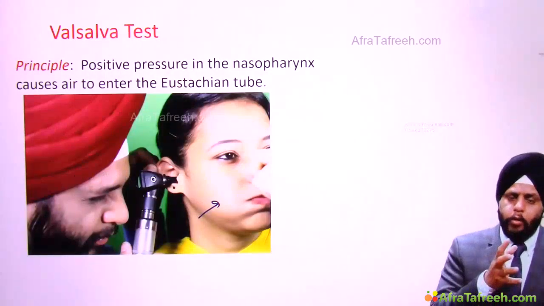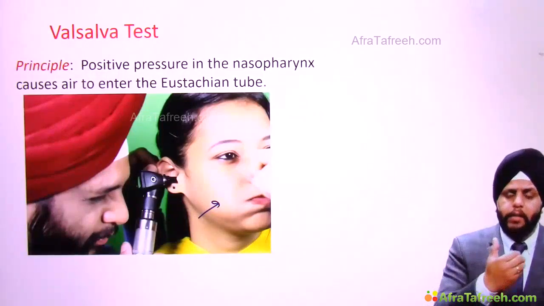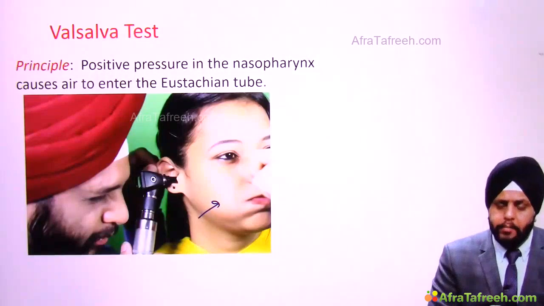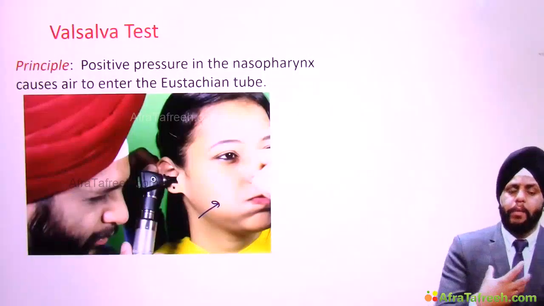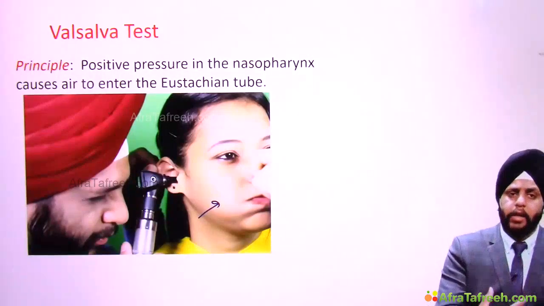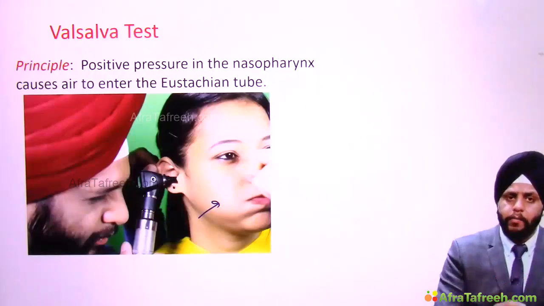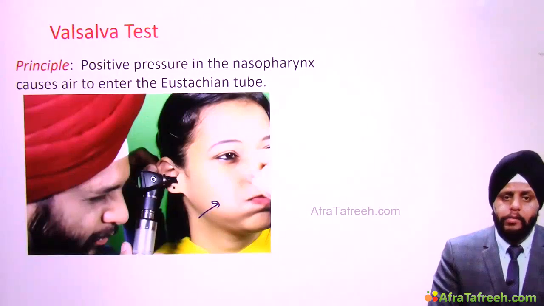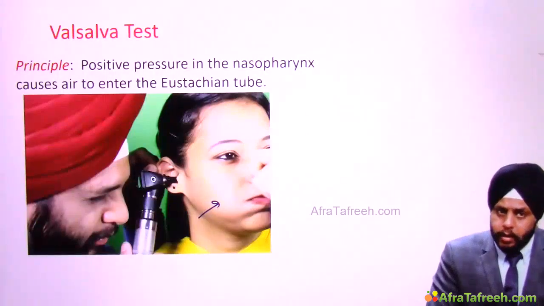It will forcefully open the eustachian tube, the air will go into the middle ear and the tympanic membrane will bulge out. So you can see I am looking at the tympanic membrane. As soon as the patient does Valsalva, I can see the tympanic membrane bulging out. That tells me that the eustachian tube is anatomically alright, it can be opened by this positive pressure. But this is a passive test, non-physiological, because the eustachian tube is not being opened by muscles but by positive pressure in the nasopharynx. So that's the Valsalva test.